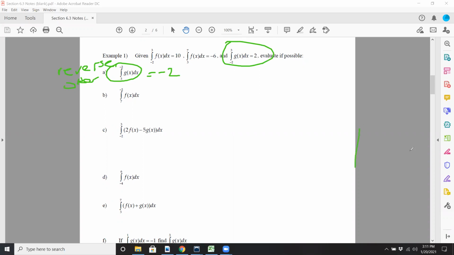Well, let's think about what's going on with f. I don't know what f looks like exactly, but let's say maybe it does something like this. That's at -2. That's at 3. That's at 7.